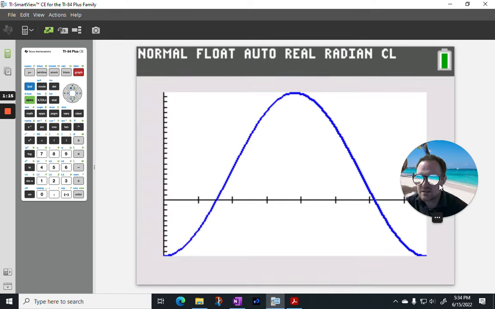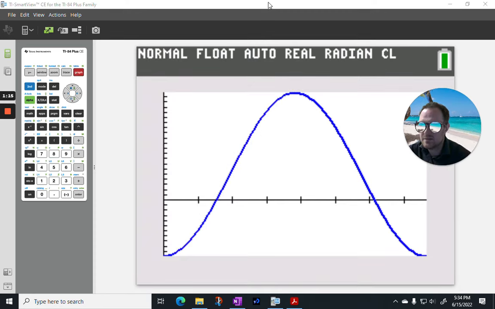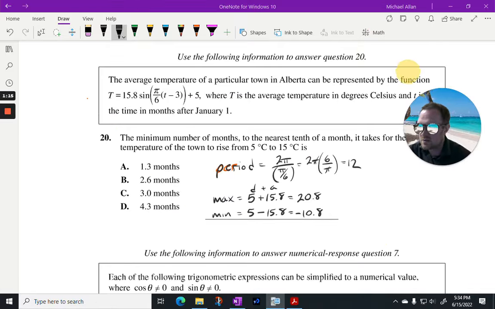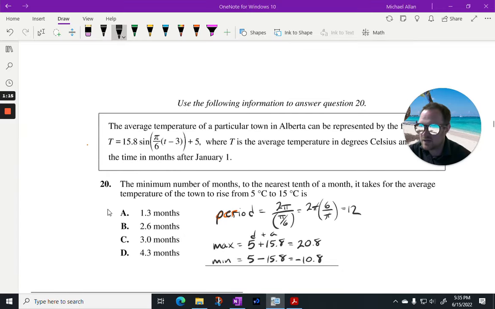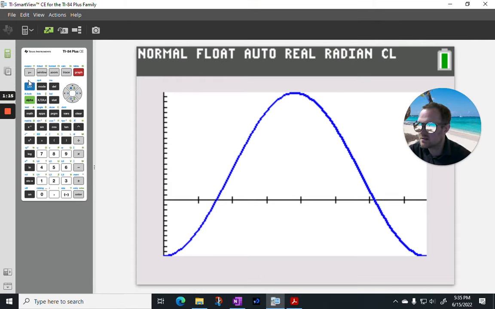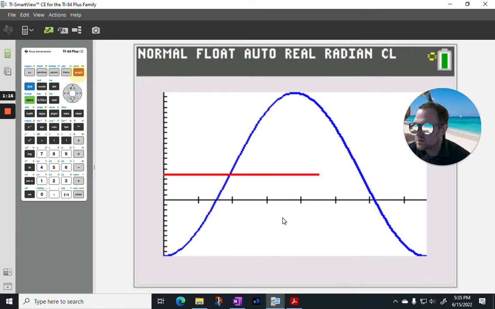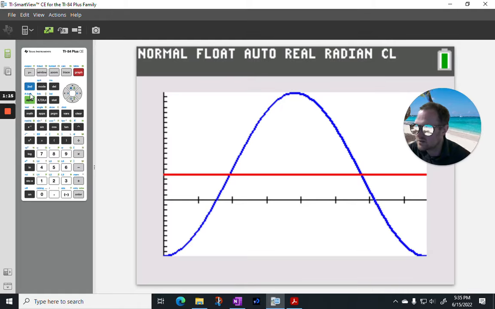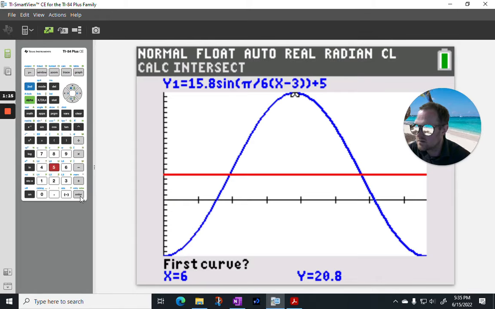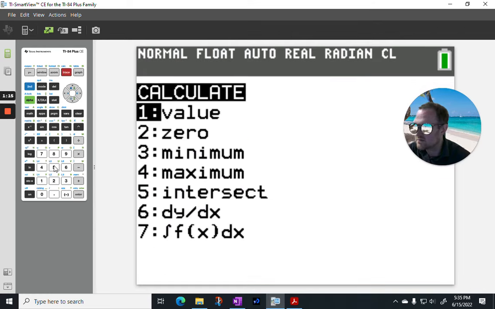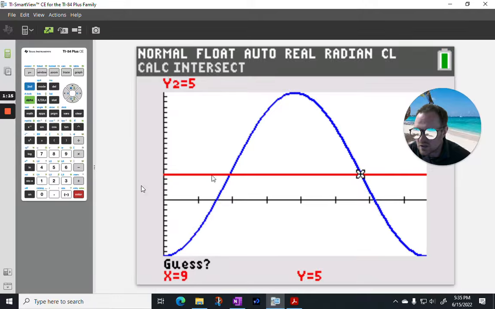Look at that. That's a very nice looking graph. Okay, so it looks pretty good to me. Let's see what we have. We're trying to find the minimum number of months, to the nearest tenth of a month, it takes for the graph to rise from 5 degrees Celsius to 15 degrees Celsius. So let's find 5 degrees Celsius. I'm going to go to my calculator, put a 5 in here. Graph. So right there, if I do the intersection point, I found the wrong one, so I'll go back here. Second trace, 5, enter, enter, and I'm going to guess over here.